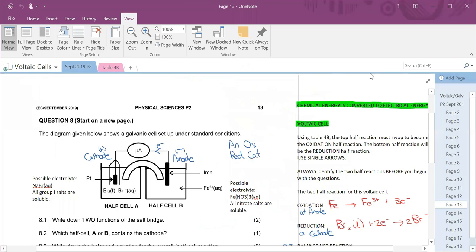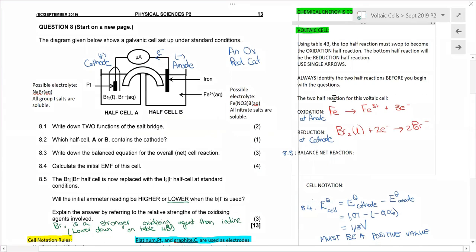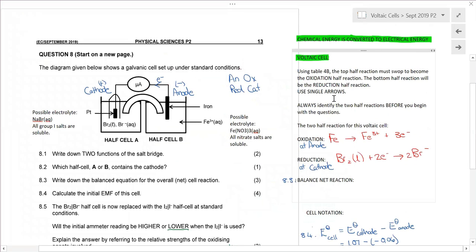September 2019, question 8. I've made quite a few notes on this sheet. So question 8, the diagram below shows a galvanic cell. A galvanic cell and a voltaic cell are the same type of cell. It has two names. It is set up under standard conditions. I will speak about what those are just now.